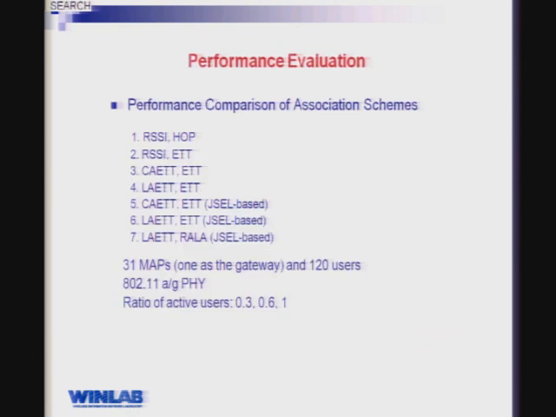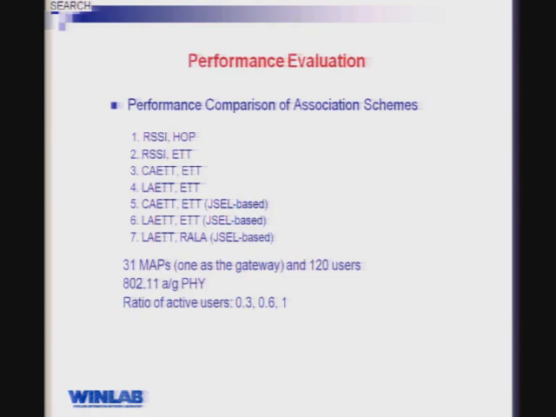And last, we will compare several association schemes. In the first four schemes, association is based only on the user access link. And for the last three, we use the GSL-based association mechanism we developed. For the first four, we just want to investigate how the routing metric and access link metric can impact the end-to-end performance. So now you're doing a mesh.